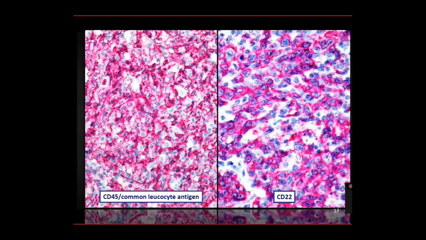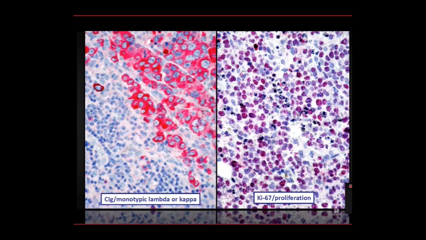Here is CD45, the common leukocyte antigen, very clearly positive in diffuse large B-cell, and here CD22, which we can use as an alternative marker to define the B-cell lineage.